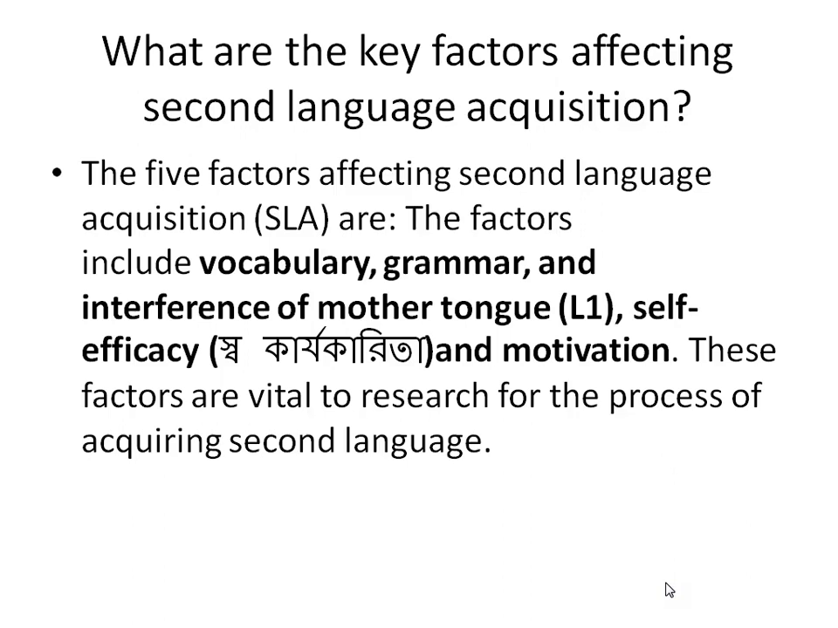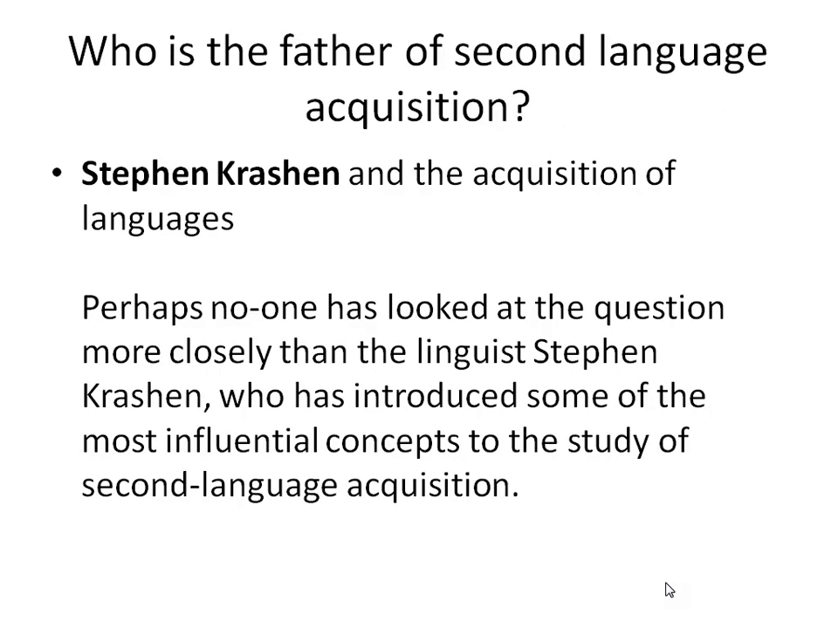We know the vocabulary, grammar, and interference of the mother language. This term will also be discussed here. Some people think that the first language is a hindrance for learning the second language, but some think that the first language is helpful for learning the second language. There are two opinions regarding this, and the interference of the first language in second language learning is called interference. Either it may be positive or it may be negative. And self-efficacy and motivation, these factors are vital in case of second language acquisition.